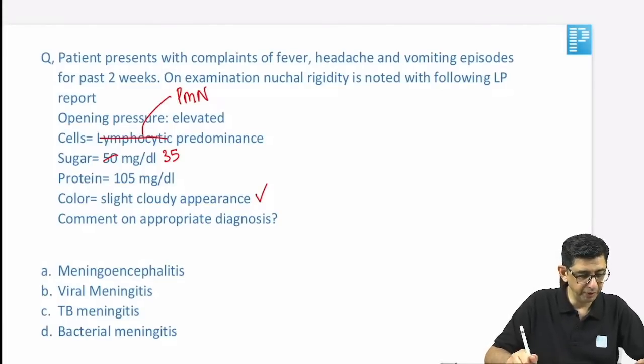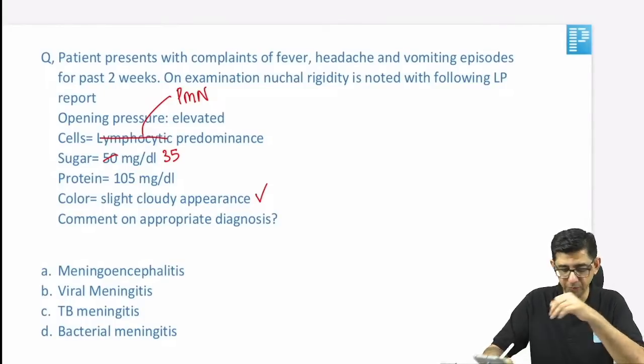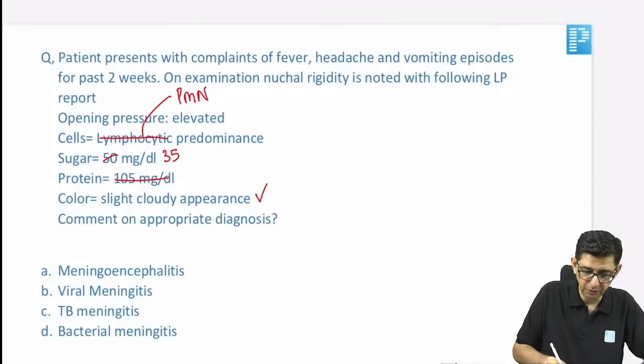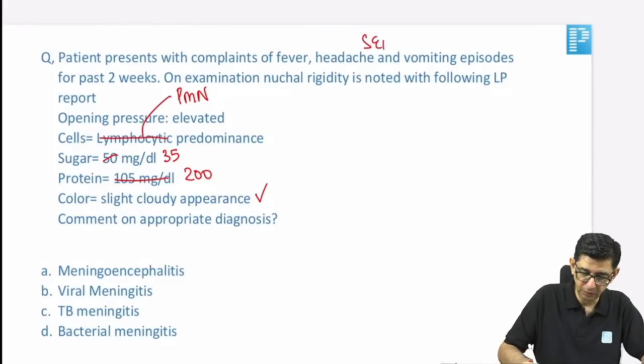History of fever of 20 days. Okay. Guys, can you just comment regarding this history of 20 days, please? Protein was 200. Okay, interesting. Protein is 200. Can you comment regarding history of 20 days of fever? Seizures and convulsions also given. Okay. Got it.